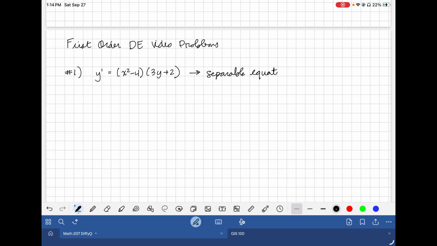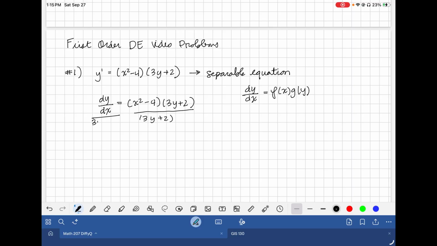So we can solve this as one, and that's going to be of the formula dy/dx equals f(x)g(y). And so we see that that's kind of what we have here. And so what I do is I expand the y prime to dy/dx equals (x squared minus 4)(3y plus 2). I'm going to divide out the 3y plus 2 on both sides.